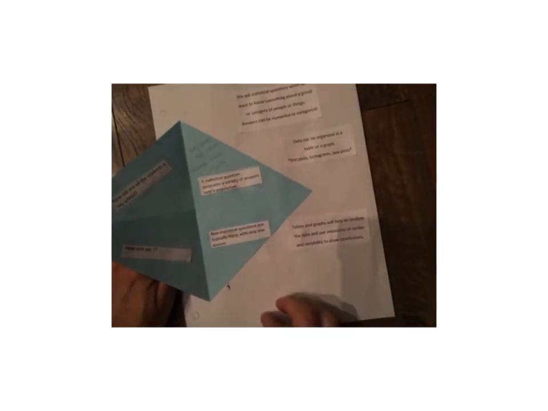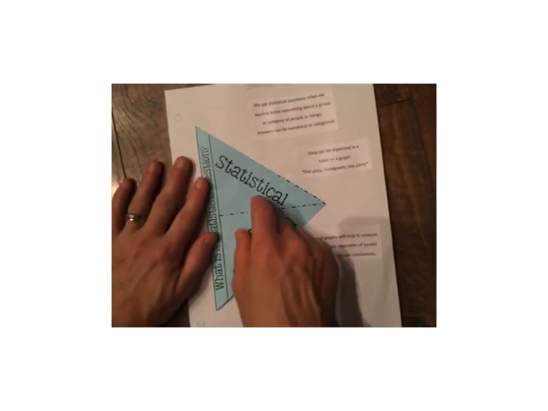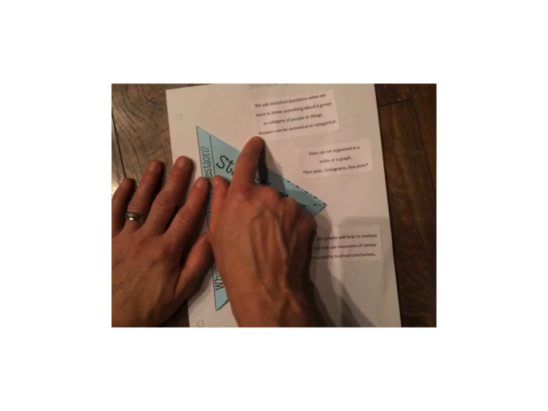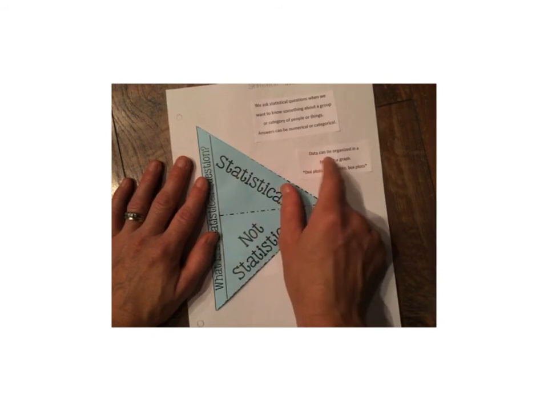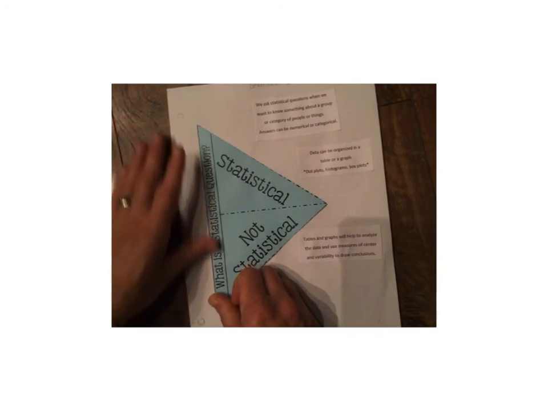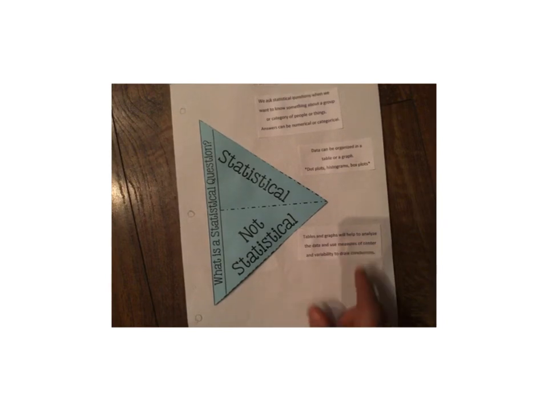All right, so now we know that a statistical question has many, many answers. A non-statistical question only has one answer. Okay, statistical questions can be used to put all the answers into a group, which we call data, and then we're going to take that data and organize it, and we can put it into a table or into a graph of some sort, and we can show trends or patterns. Okay, helps us to analyze it.